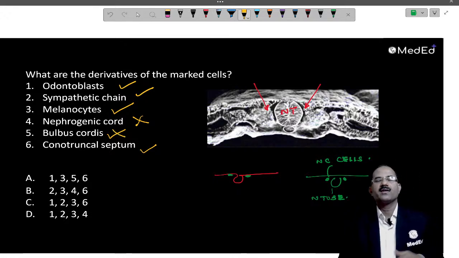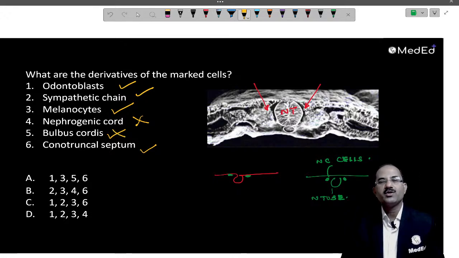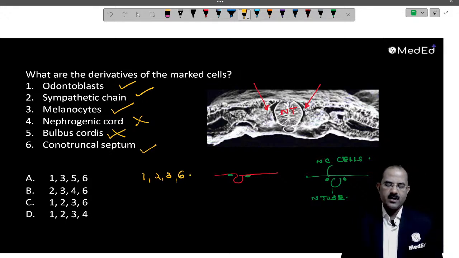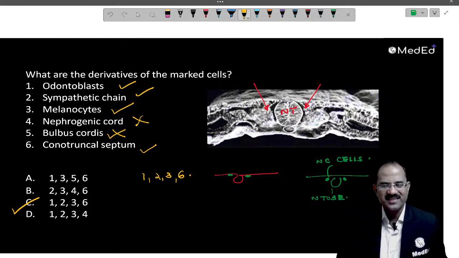The conotruncal septum is here. Bulbus cordis is not there. Bulbus cordis is derived from the primitive ventricle, right? So what is the answer for this? 1 is correct, 2 is correct, 3 is correct, and 6 is correct. 1, 2, 3, 6. The answer is C for this.